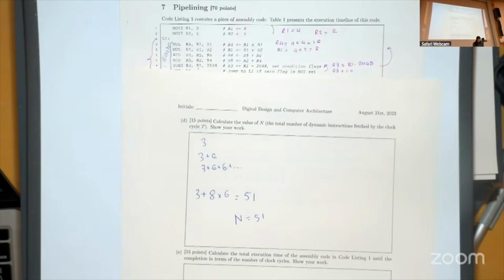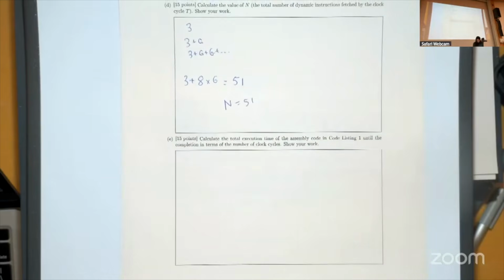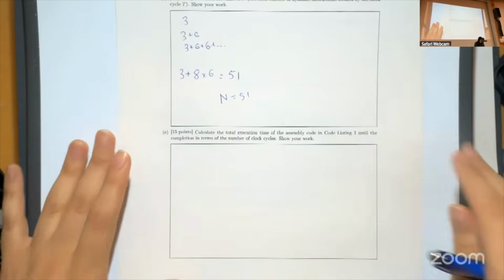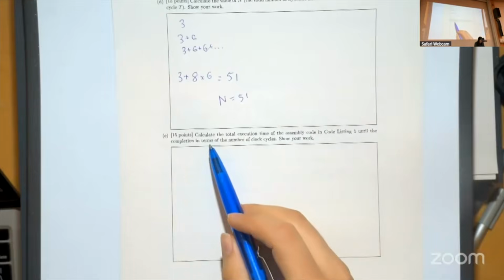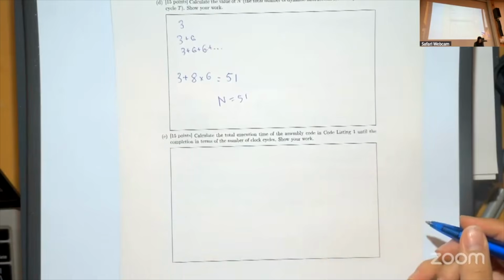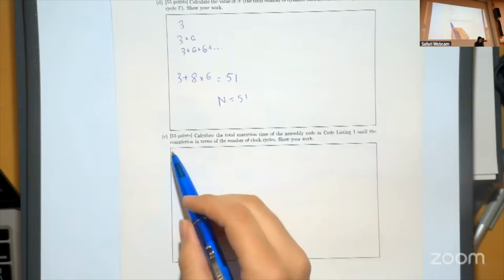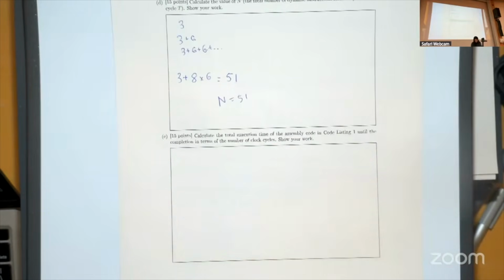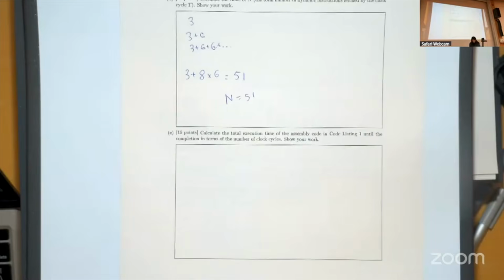Okay. Now we are looking at this. The question asks, lastly, calculate the total execution time of the assembly code in code listing 1 until the completion in terms of the number of clock cycles. And it asks us to show our work. So for that, we need to figure out when this code ends.